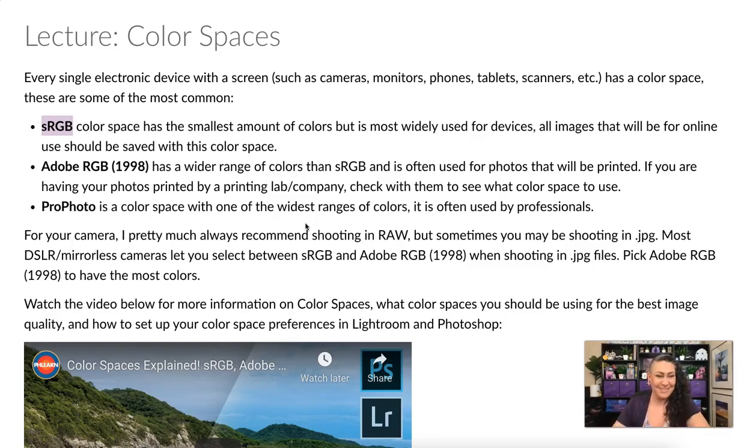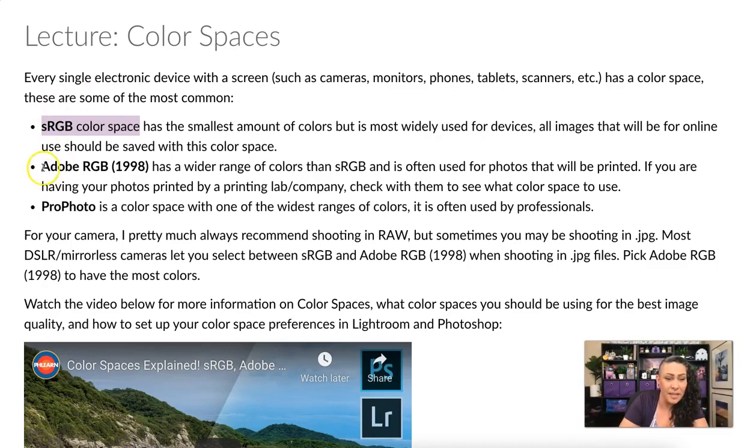Color and how it represents is really an interesting topic and something that you have to deal with all the time as visual artists. So, again, sRGB has the smallest amount of colors, but it is most widely used for devices. So, all images that you're going to be posting online should be saved in the sRGB color space. That also goes for creating things like videos, slideshow videos and such. You'll want to make sure that that's in the sRGB color space so that it is showing the colors you want to show consistently across many different devices.